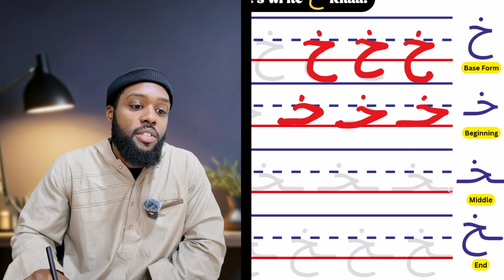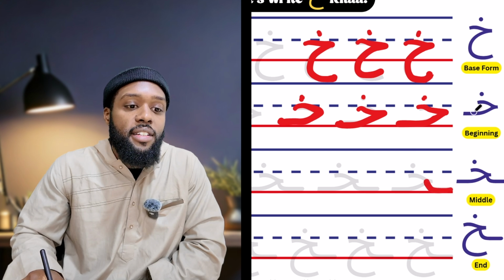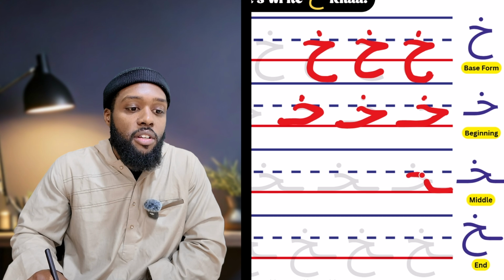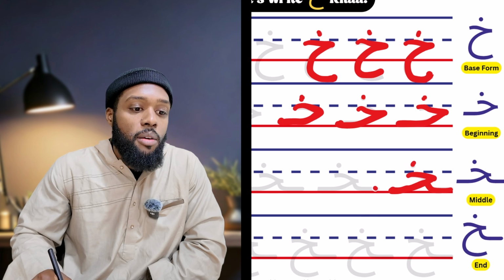So we have this little tail portion that comes from the letter before it to the right. And then we're just connecting the beginning form to this tail right here from the letter to the right. So it's just this little 7 looking portion here, right? And to the left. And don't forget the dot above. And one more time, this tail from the letter to the right. We connect this beginning form to that tail. Don't forget the dot above.